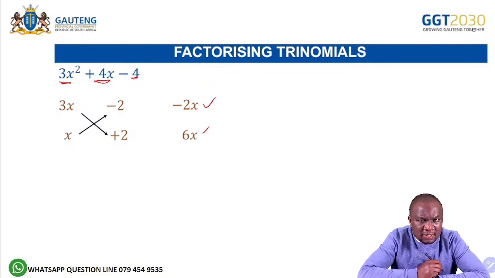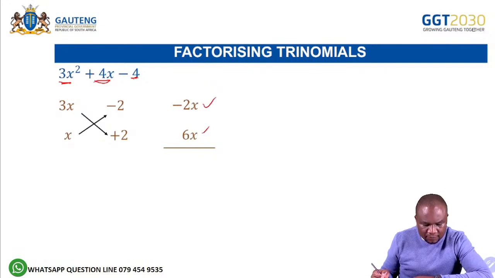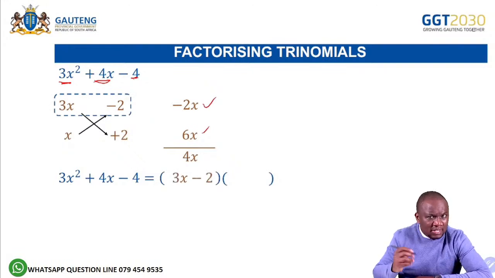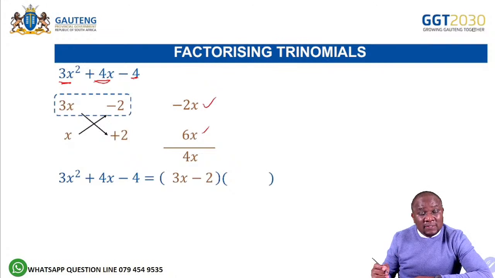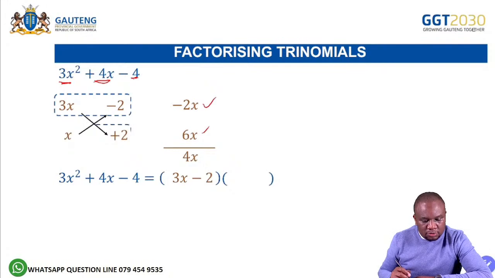If you don't get the middle term, you have to try another combination. So now, negative 2x plus 6x is positive 4x. So this is what we want. Therefore, we have our factors. This is the factor 3x minus 2. You take that as your factor, in the first bracket or even the second bracket, still fine. Remember, multiplication is what? Commutative. And then the other bracket, you just take this one, x plus 2. You have factorized. This is the answer.